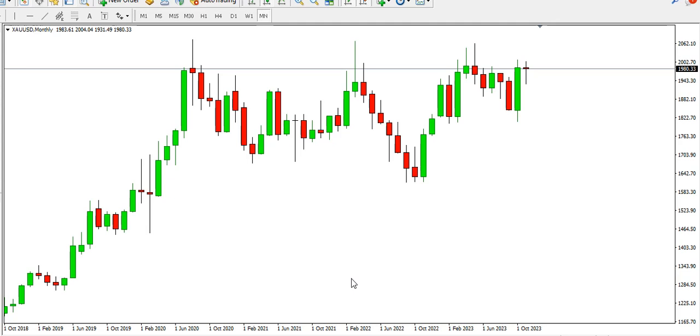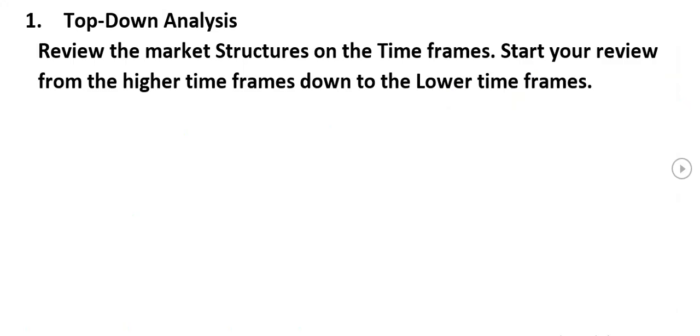Today we'll be continuing the video on how to trade XAUUSD, that's gold. The last time we spoke about some methods or ways by which you can trade gold, and in the first video we talked about top-down analysis, where you get to review the market structures on the time frames. Then you can start your review from the higher time frames down to the lower time frames.